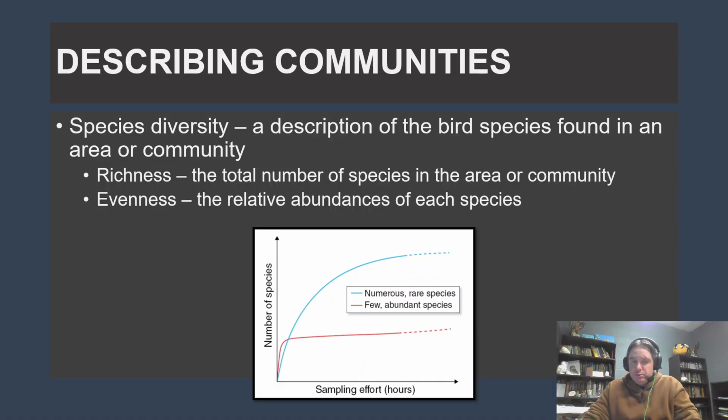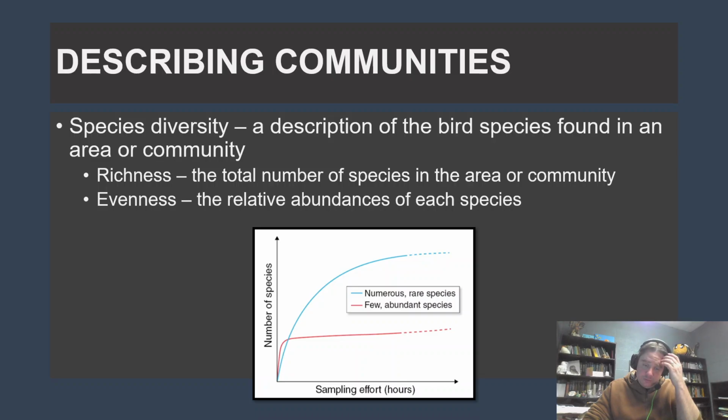Richness is extremely straightforward, and it's probably what I believe the vast majority of people think of when they hear the term species diversity. It's the total number of species in the area or community of interest. So it's just a count of the number of species. This idea of richness will come up again in a little bit. Species evenness is a measure of the relative abundances of each of the species in that area or that community that we're interested in.